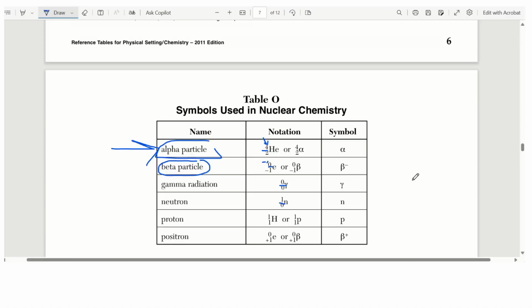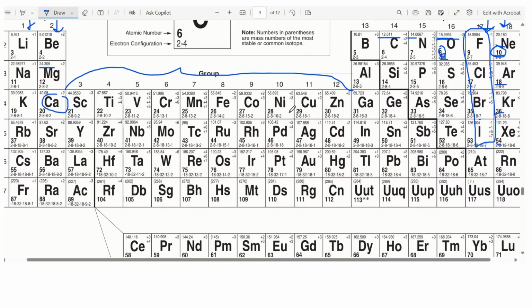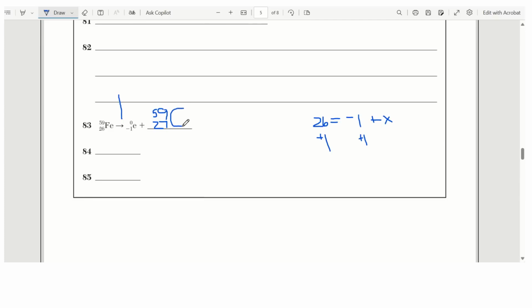So I have 2 numbers, but now I need a symbol. So I need to go to the periodic table, and that is cobalt. Okay, that is the correct symbol. Be careful writing a capital C and a lowercase o.